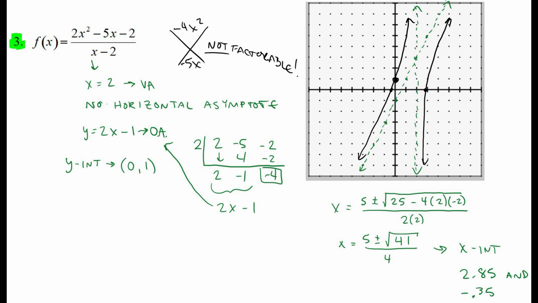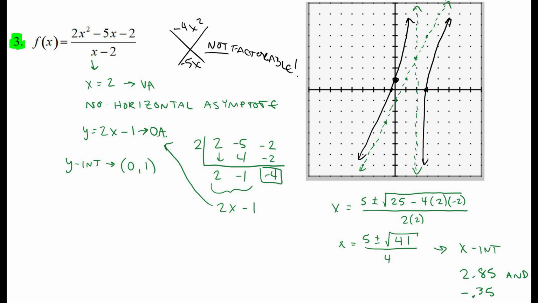So I find my y-intercept. Y-intercept is what happens when you plug in zeros for x's. So you get -2 over -2, and that equals 1. So it's going to cross the y-axis at +1. And then my x-intercept, well, it's just what makes the top of this 0. Well, the top of it we said was not factorable, so this is going to be kind of hard to find. So I used quadratic formula.